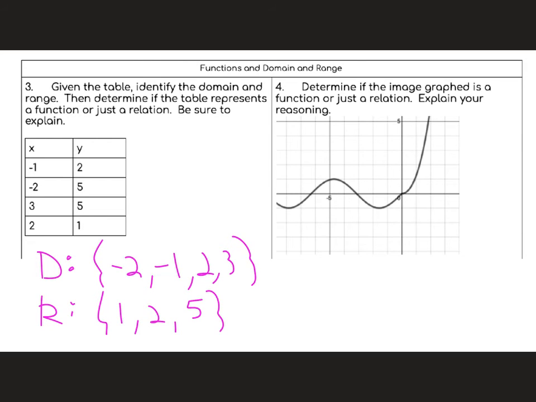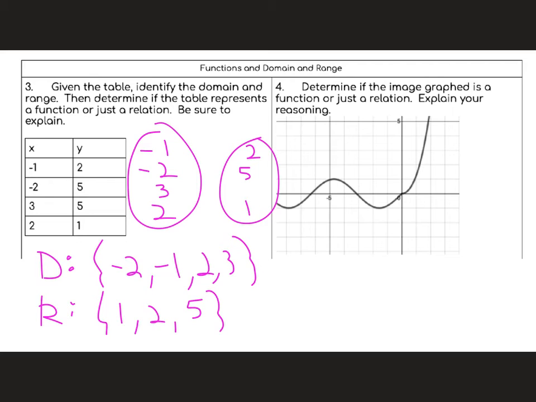And then function or not. So something's a function. If you want to draw the potatoes, feel free. -1, 2, -2, 5, 3, 5, and 2, 1. So something is a function if it has 2 pieces coming from over here going to 2 different numbers. It's okay. Sorry, I said that weird. If I had, let me do better.